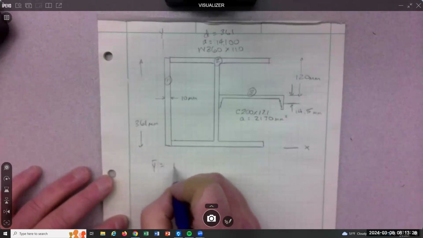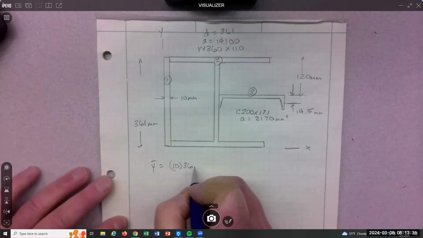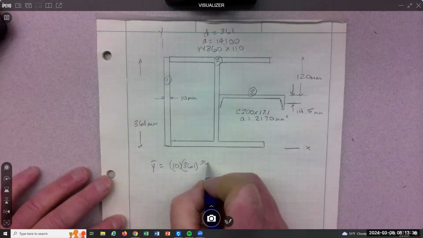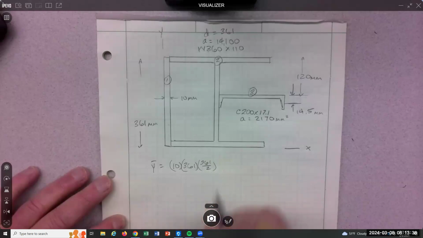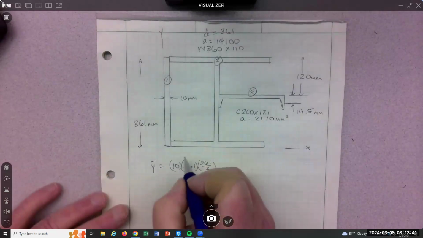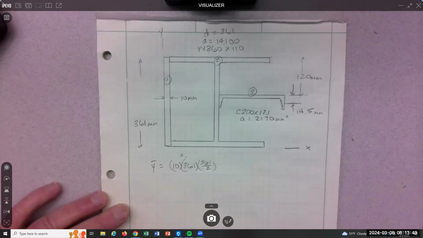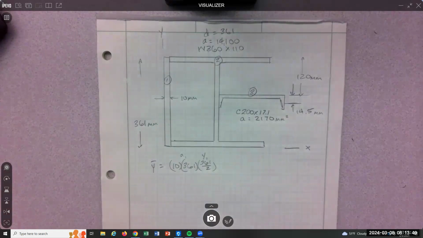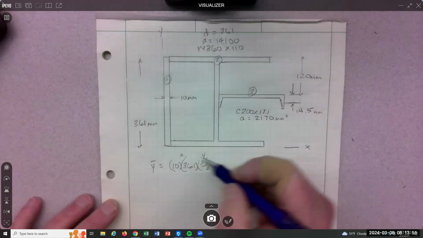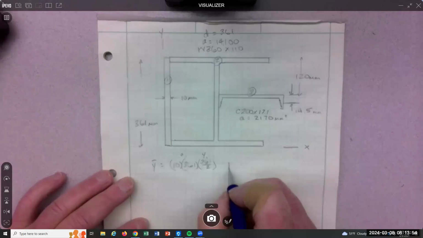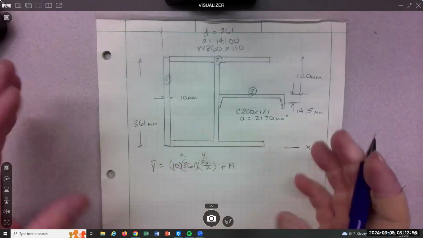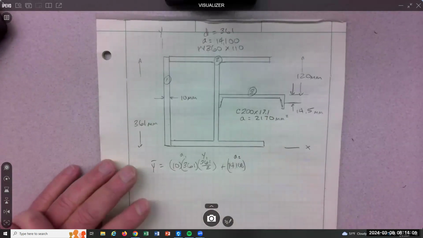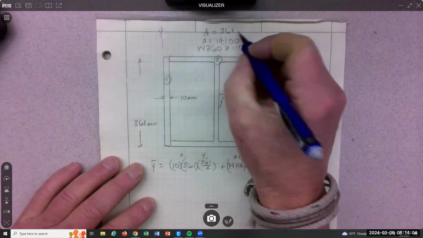This area is gonna be 10 times 361 times its Y distance up, which is 361 divided by 2. So that is A1, Y1. So then I'll do my W shape, A2. It's gonna add to it because these are all solids. 14,100 is the area, that's A2. And then Y2 is gonna be half of the 360.